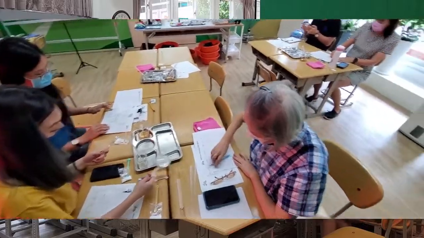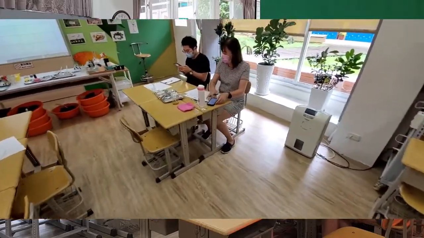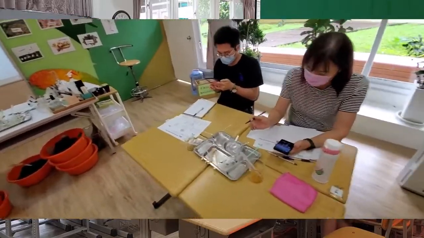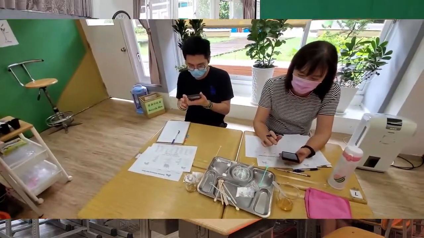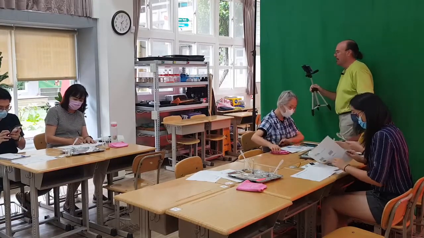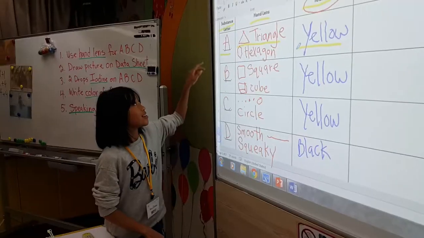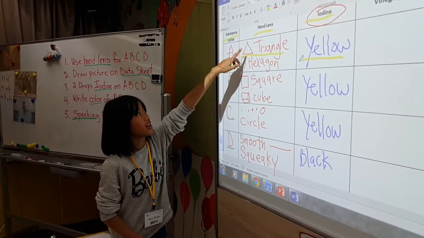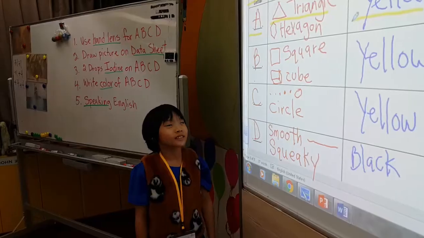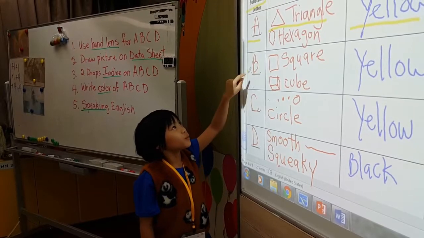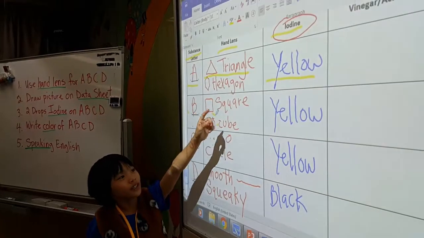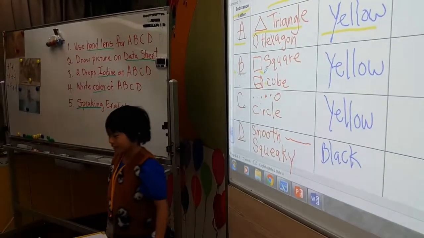You can use any section you'd like of your tray. Can you see any differences? We'll share information and help each other. Okay. Substance A with hand lens is triangle, with iodine is yellow. Very good. Substance B with hand lens is square, with iodine is yellow. Very good. That's correct.